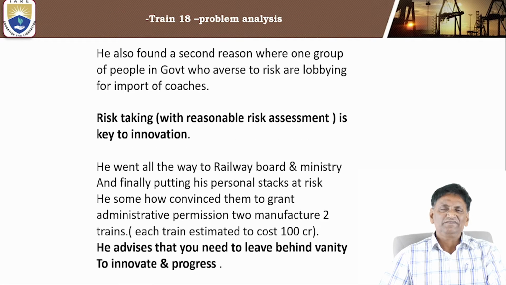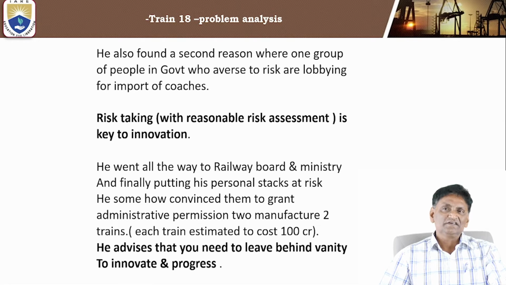The second reason he found for why the ICF was not innovating is that the government machinery and the bureaucrats are generally risk averse. They don't want to take the stick from agencies like CAG and others. So they prefer continuation of the existing, and they don't want to take risk. So he fought with the people for nearly 2 years to try this new idea.